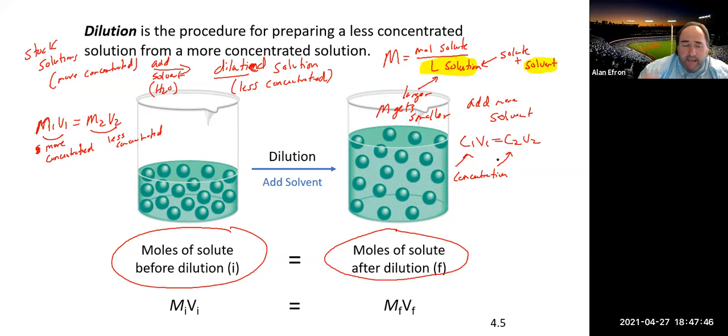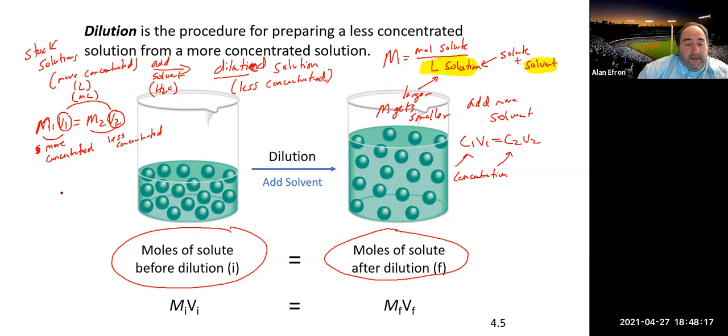But you can actually use any type of concentration unit, but most people will use the M1V1 equals M2V2. Also, when you use this equation specifically, the M1V1 equals M2V2, you do not have to convert your volume to liters. You can leave it in milliliters as long as they are both milliliters. You could use liters as well, but you can use milliliters.